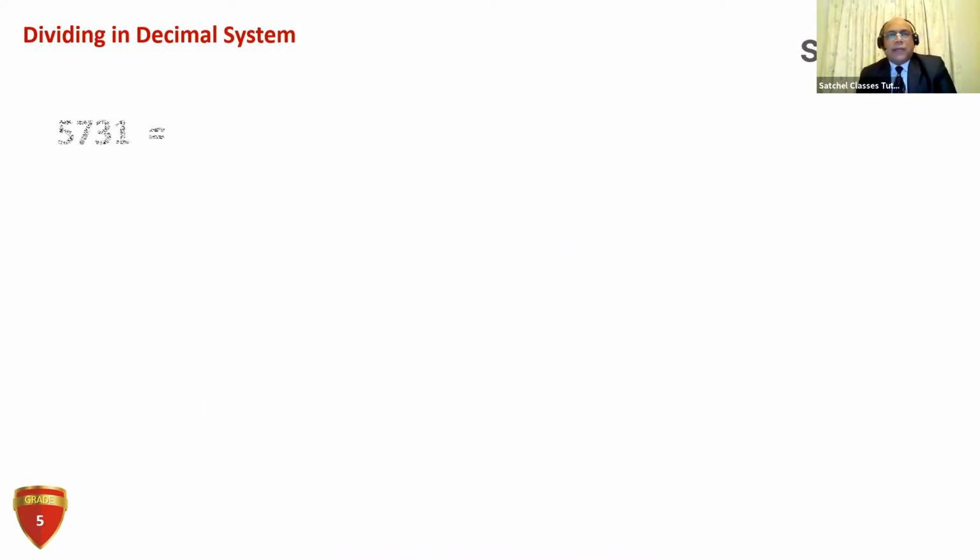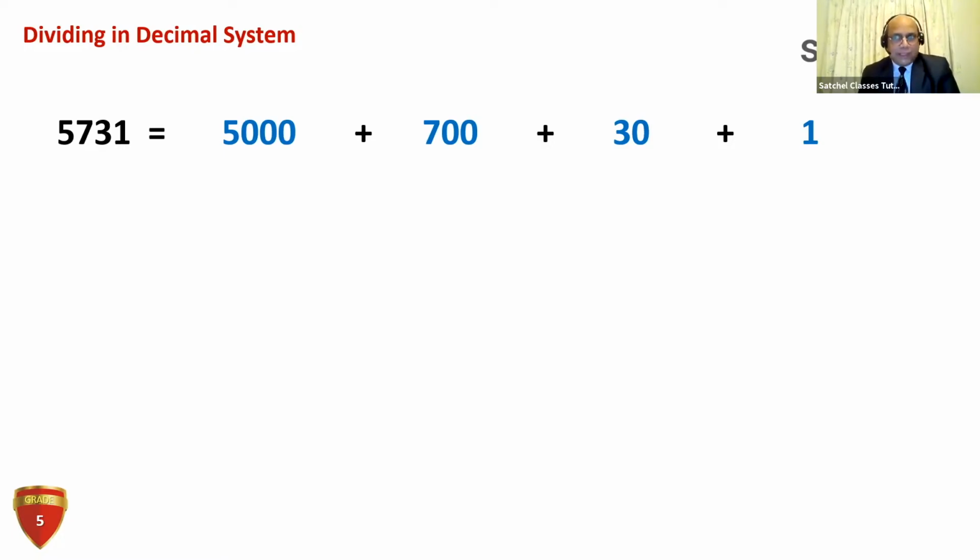If you look at any number in our system, like 5731, you would realize that I can divide this into a set of place values. For example, 5 is in the thousands place, so it is 5,000. 7 is in the hundreds place, so it is 700. 3 is in the tens place, so it is 30. And 1, as you know, is in the units place or ones place, so it is 1.